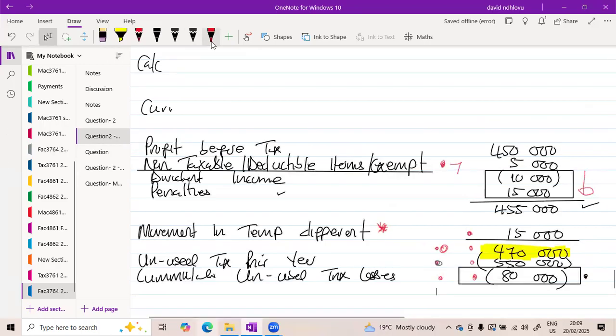Right, where is this mouse? I can't see it. Right, my mouse has disappeared.